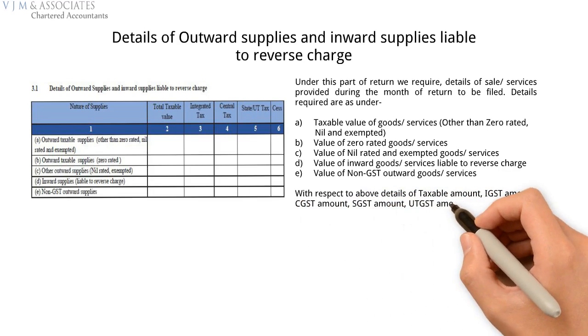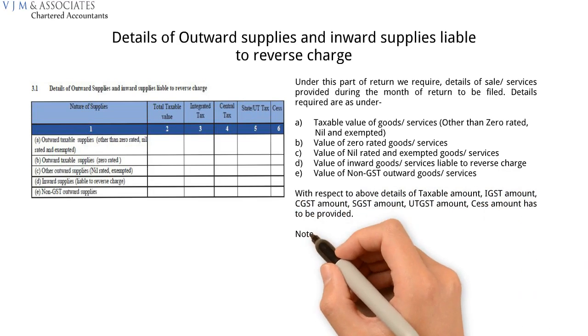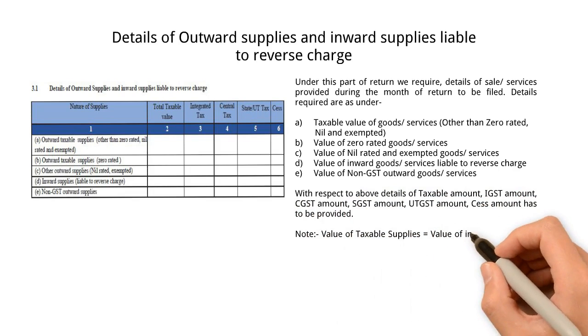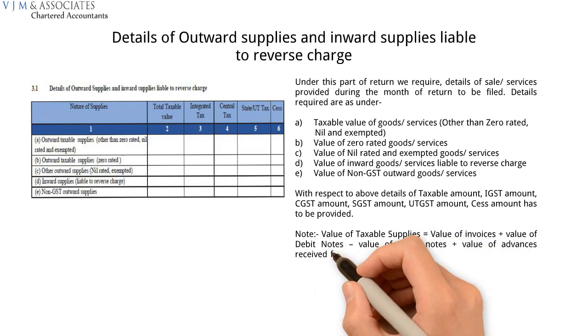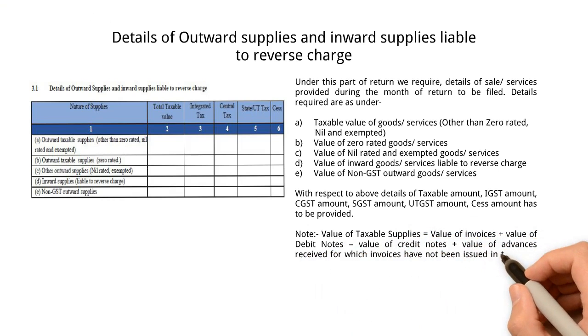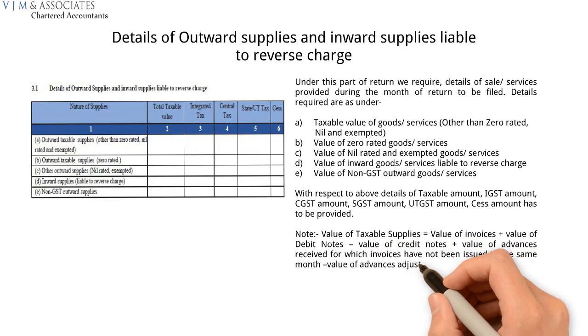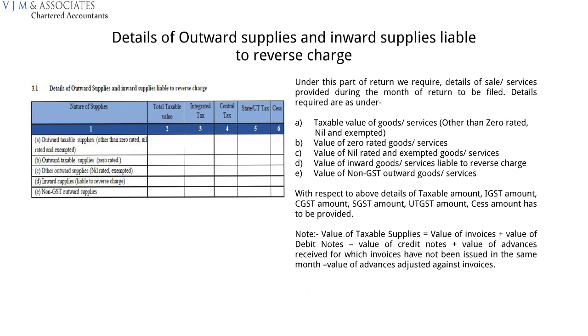Value of inward goods and services liable to reverse charge. Value of non-GST outward goods and services. With respect to above details of taxable amount, IGST, CGST, SGST, UTGST and cess amount has to be provided.